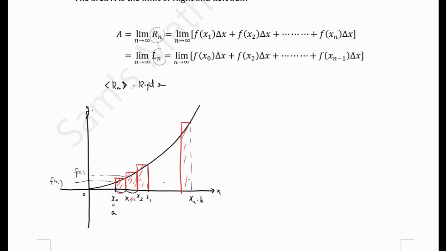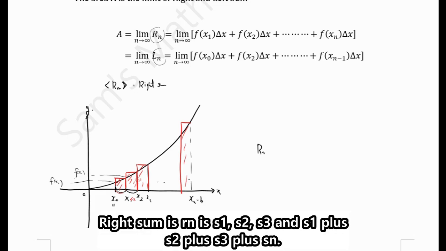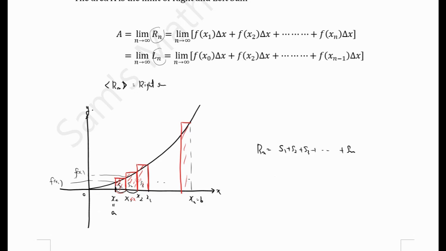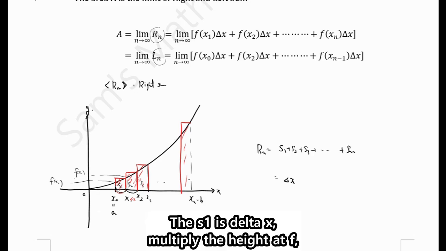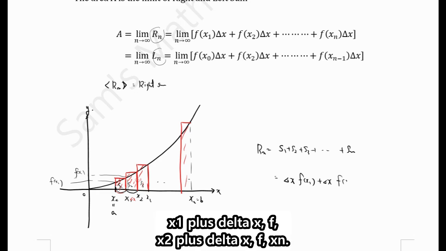The right sum Rn is S1 plus S2 plus S3 plus up to Sn. S1 is delta x multiplied by the height f(x1), plus delta x f(x2), plus up to delta x f(xn).